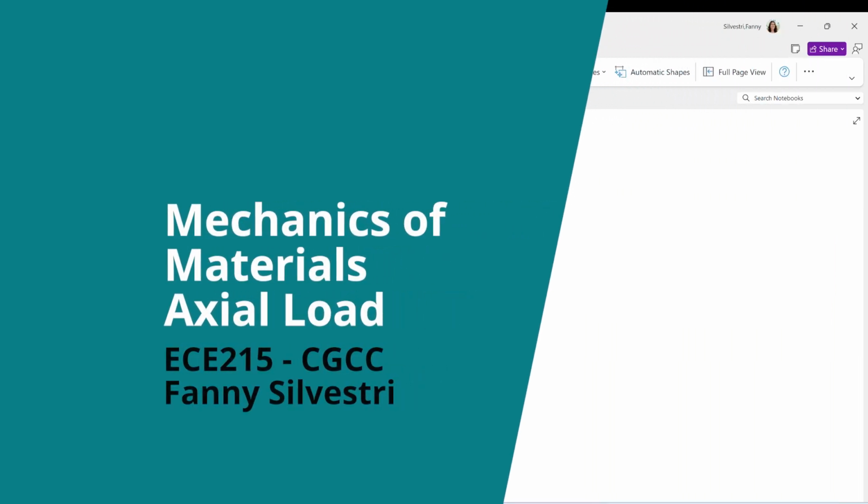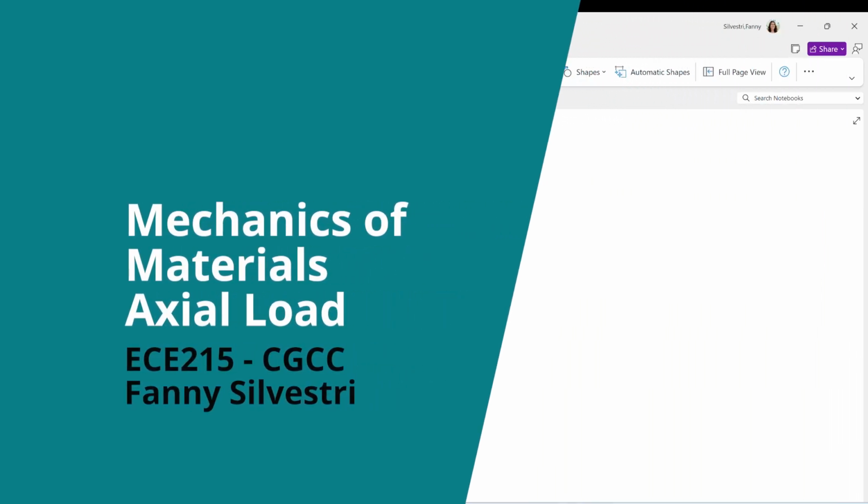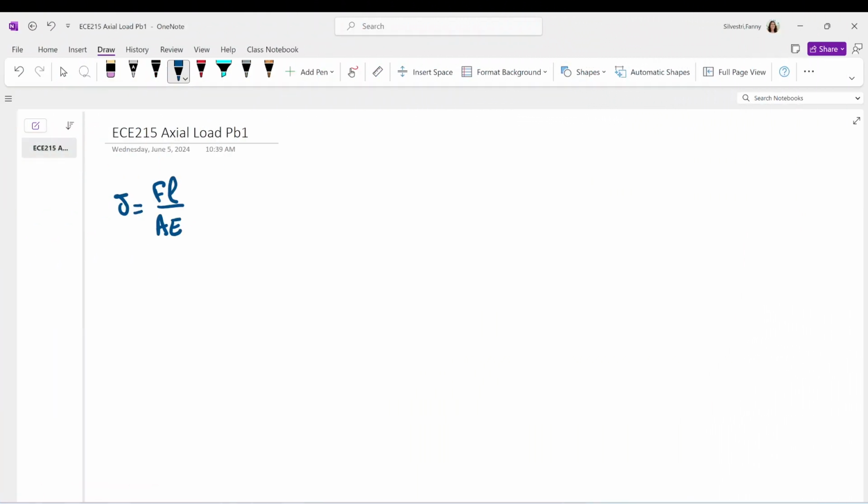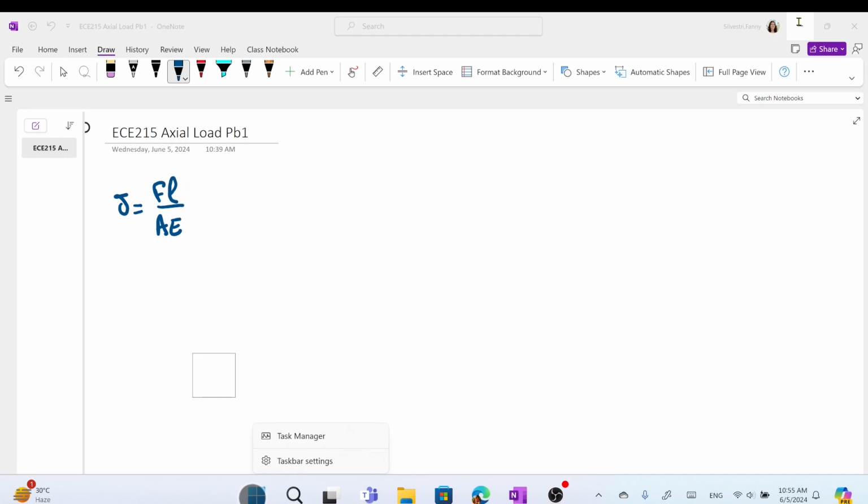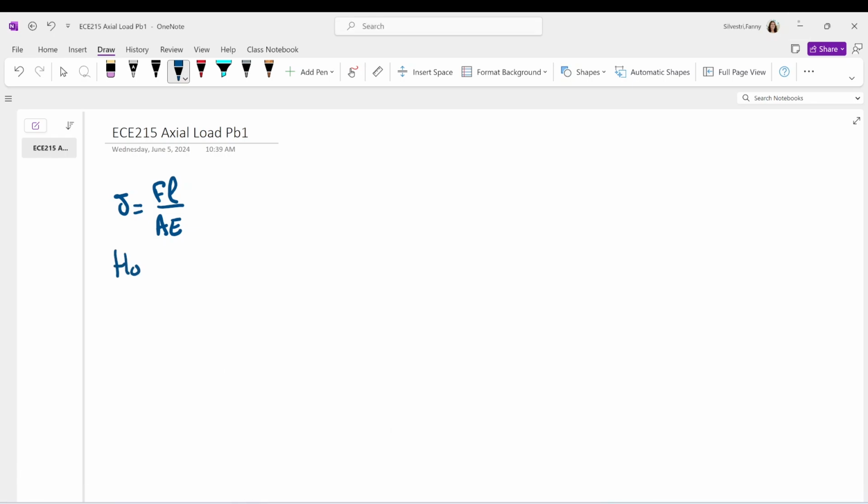I will start this video to explain where the formula delta equals F times L divided by AE is coming from. And after that, we will solve an easy problem. What we know is Hooke's law. The Hooke law is sigma equals E, the Young's modulus, times epsilon. So we can deduce that epsilon equals sigma divided by E.